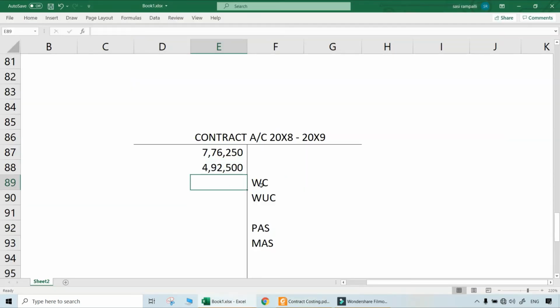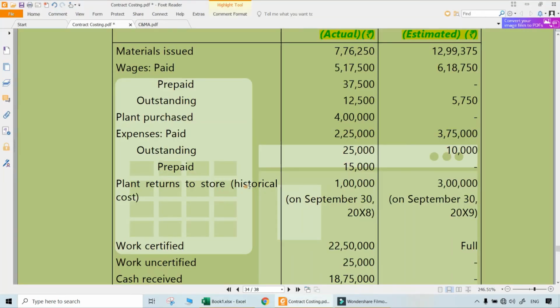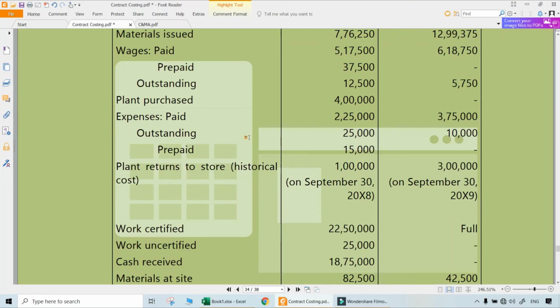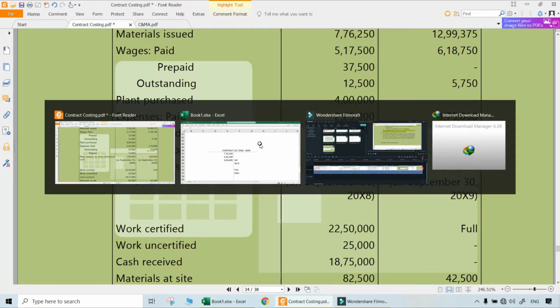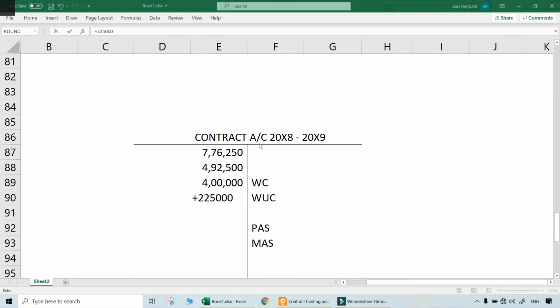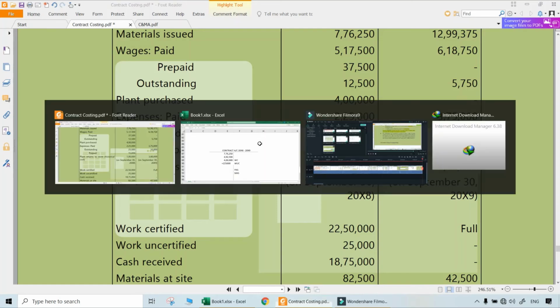Plant purchased is 4 lakhs, debited first. Whatever changes happen, we can credit them later. Then expenses are given, which are once again given as paid 2,25,000. Then add 25,000 outstanding.